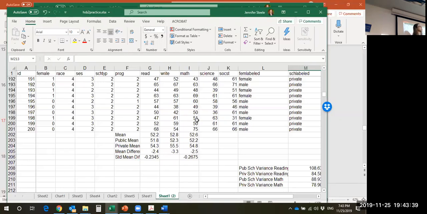Because these are a random draw of high school kids from, I think, 1980. So it is a random sample. But it is only 200 kids out of millions of high school kids, even at that time. So we want to test in this sample, is it statistically significant?